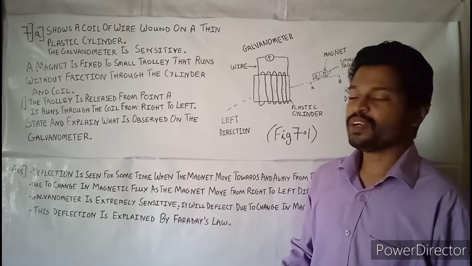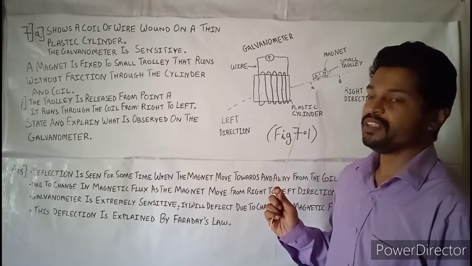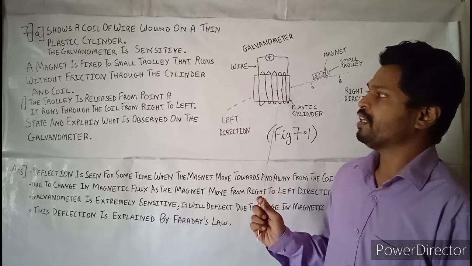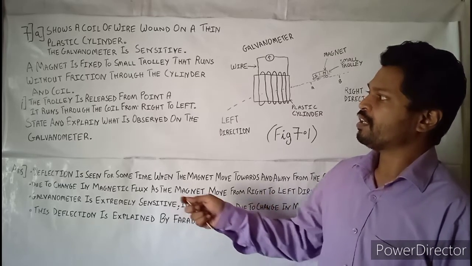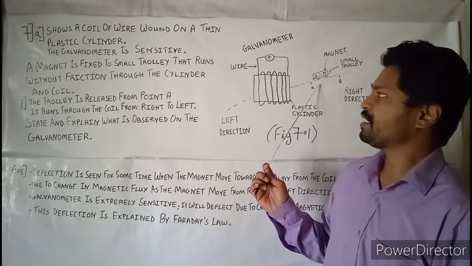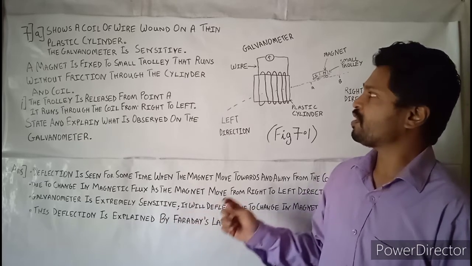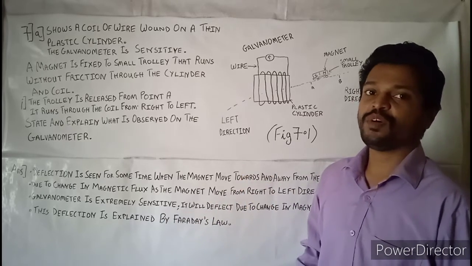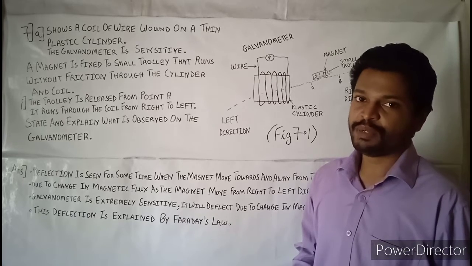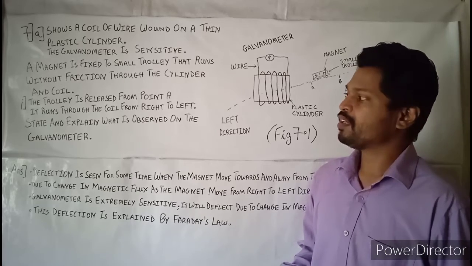What we have to find out is, when the trolley is released from point A, you can see there is a point A, and it runs through the coil from the right direction to the left, state and explain what is observed on the galvanometer. As you are already aware, what is a galvanometer used for? A galvanometer is used to check the magnetic flux.